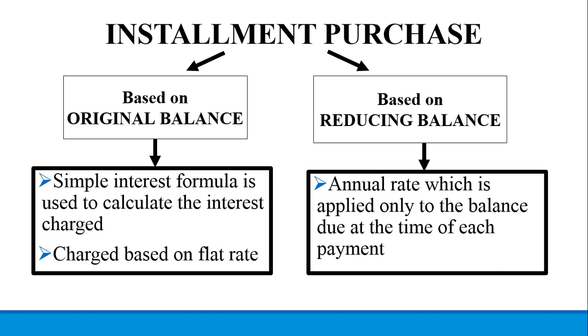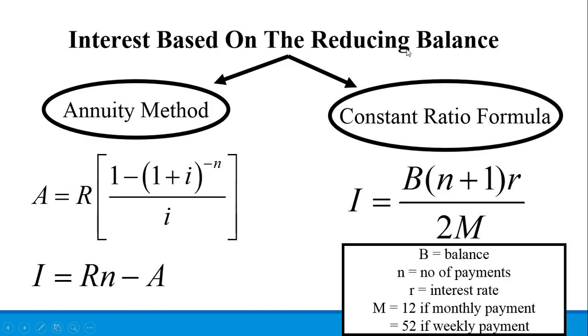Installment Purchase Part 2. In this Part 2, you will learn about the installment purchase based on reducing balance. In Part 2, the reducing balance has two methods. First, using annuity, and second is using the constant ratio formula.